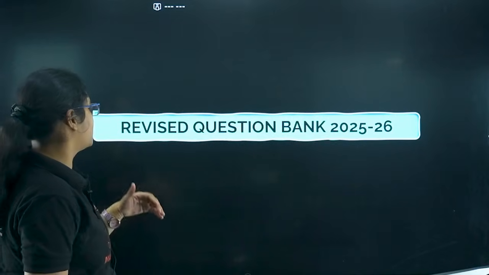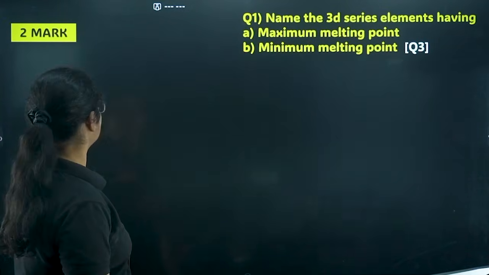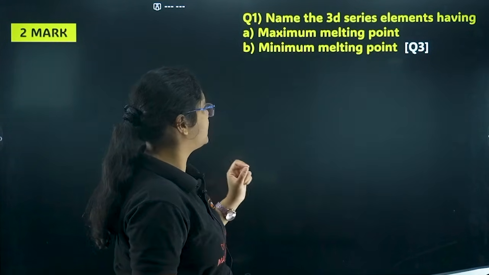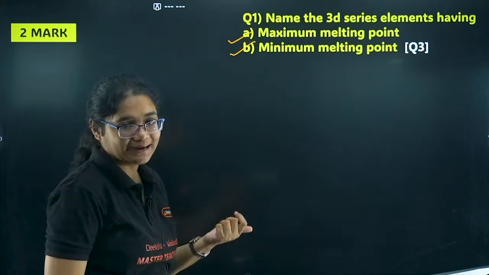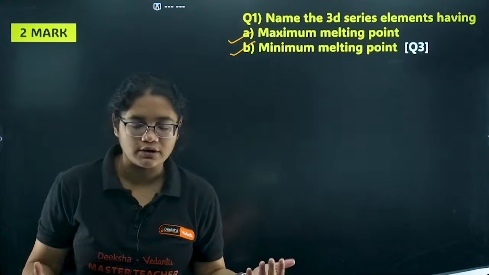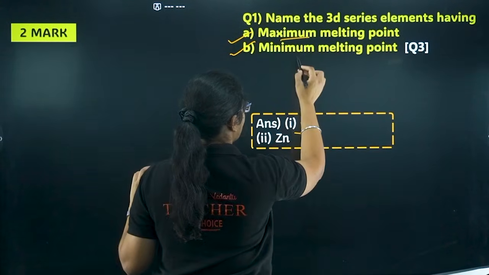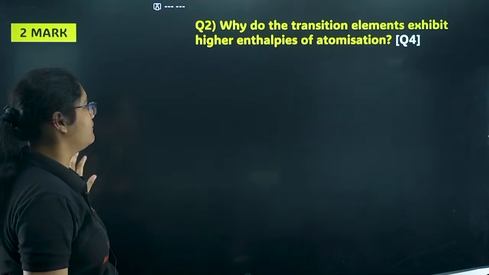Now we will go to the revised question bank from 25-26. What all questions are there? So the 2 marker question I have taken, which is question number 3: name the 3D series element having the maximum melting point and minimum melting point. As the number of unpaired electrons will be more, there will be more metallic bonding, so a higher melting point. So chromium is the one with the highest melting point, and zinc has no metallic bonding, so that is why it has the minimum melting point.